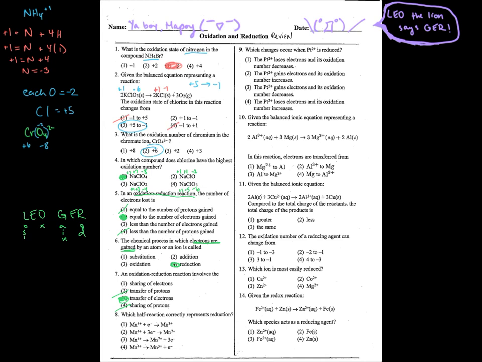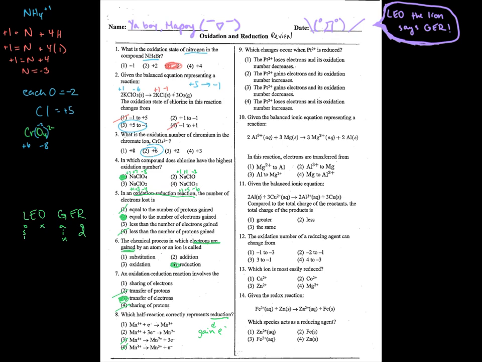Okay, number 8, which half reaction correctly represents reduction? So we have to think gaining electrons. So someone has to gain, it has to appear on the left side, because it has to look like it's absorbing those electrons to become something else. Now we have to make sure these are done correctly. So we can cross off 3 and 4 because we need electrons on the left side of the equation.